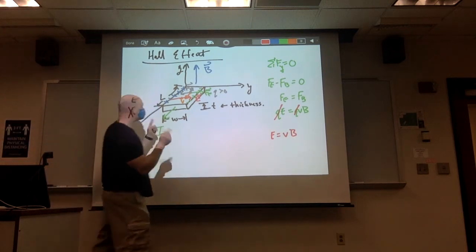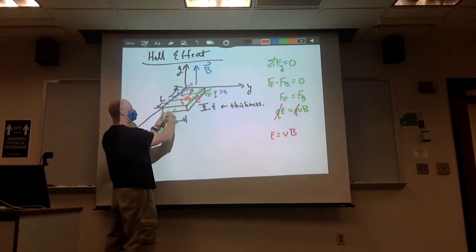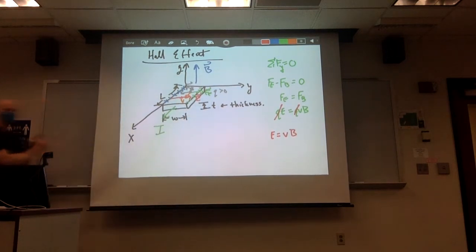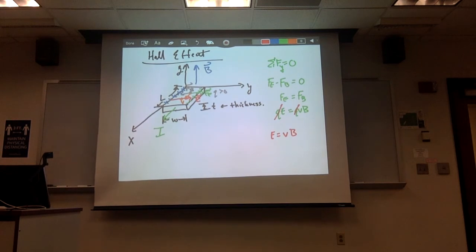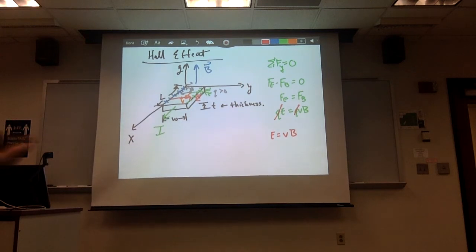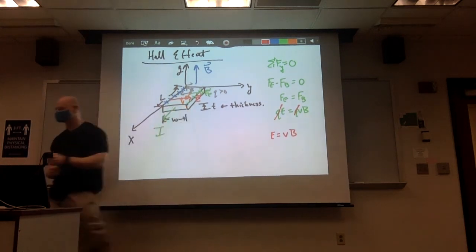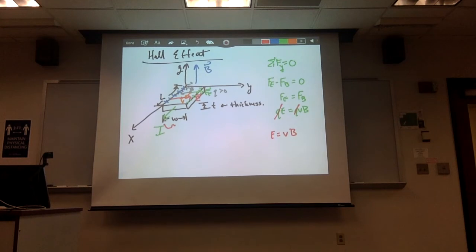Now, what happens though is if I have an electric field across the two sides of the plate, what else do I have? I have a width, I have an electric field. So what do I have between here and here? A potential difference. So what ends up happening is I create a potential difference, which is what's known as the Hall EMF. So we're going to call that a Hall EMF.